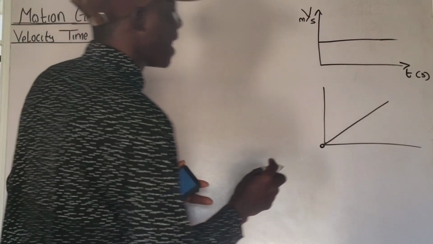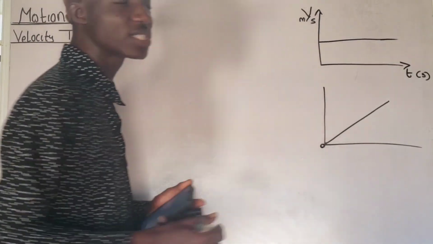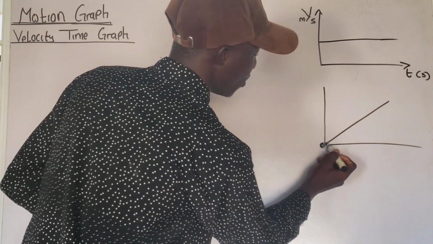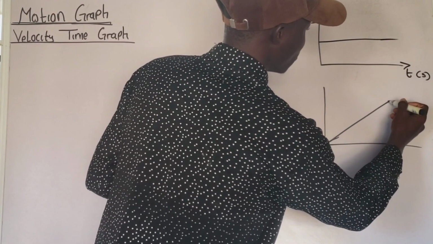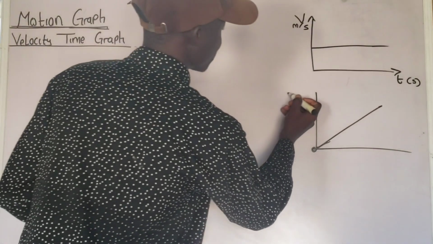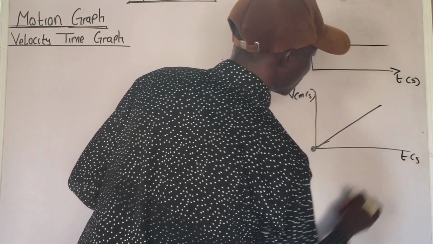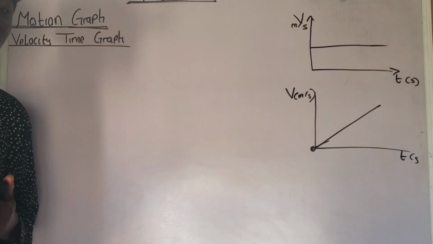So when the object accelerates from rest, we can say that the velocity of that object is increasing. Do you understand? Please pay attention. So for the second graph, that is the velocity time graph for an object that is accelerating from rest, this is the rest. Then the object accelerates from point zero to another point. Here we have the velocity in meter per second, and here we have the time in seconds. This is the velocity time graph for an object accelerating from rest.